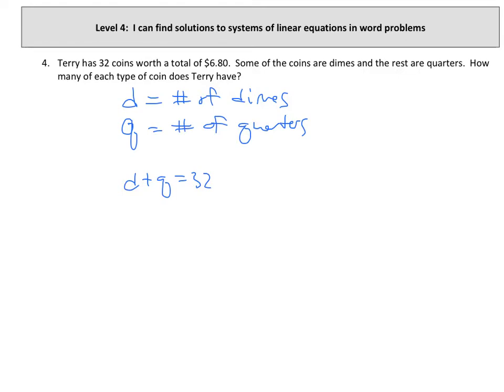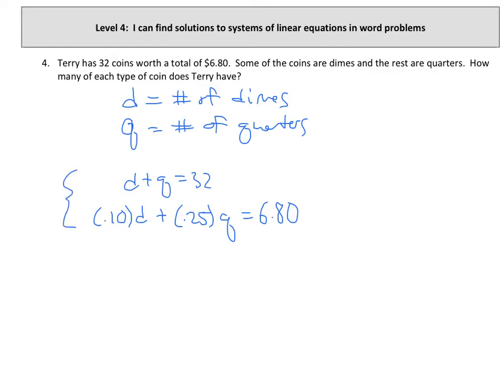The other thing I know is that those dimes and quarters are worth a total of $6.80. Every dime is worth 10 cents, so if I multiplied 10 cents by the number of dimes, and then every quarter is worth 25 cents, so 0.25 times the number of quarters, and added that up, it would have to add up to $6.80. And those are my two equations that I'm going to solve.